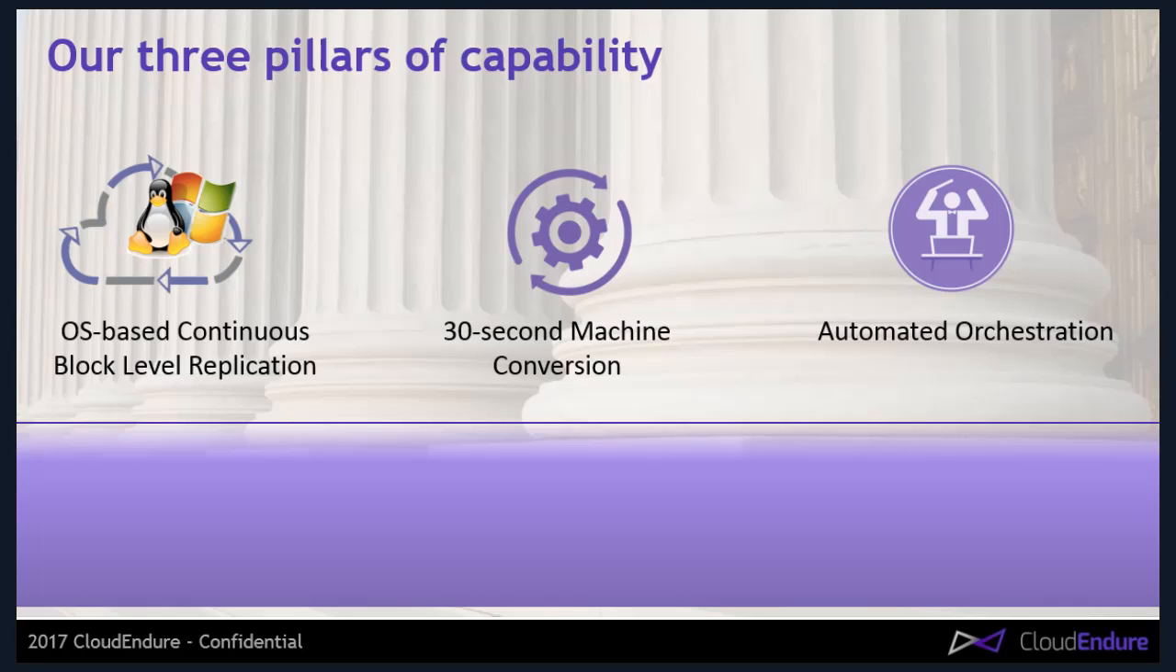So let's get down into the technology itself. I've talked about the use case. I've talked about what makes CloudEndure unique from a business perspective. Let's talk about how this actually works behind the scenes. So if you look at CloudEndure and our technology, it's broken down into 3 primary pillars that make everything happen, right? So the first pillar of our technology is our replication engine. We have developed our own replication engine that runs at the OS level and conducts continuous block level replication.